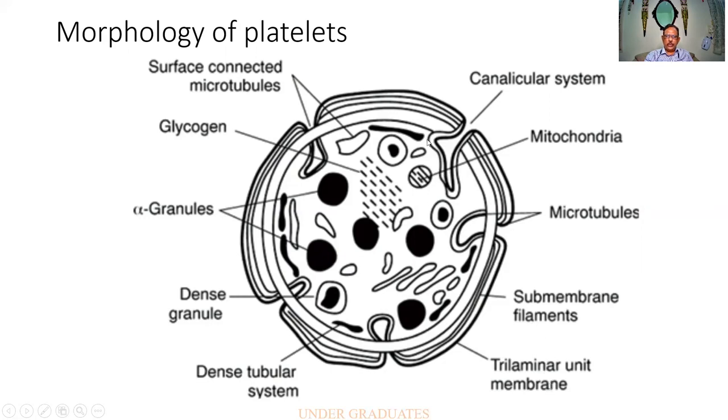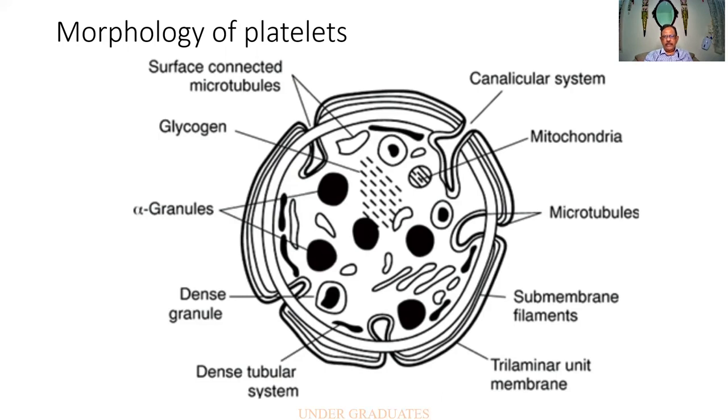So this is one, the canalicular system in which we are having microtubules. There can be other tubules also which can be present. More important, I told you that there is a granular zone in the center, hypogranular zone in the periphery. And the granules can be alpha granules or dense granules. These are found in the center. This is the structure of a platelet.